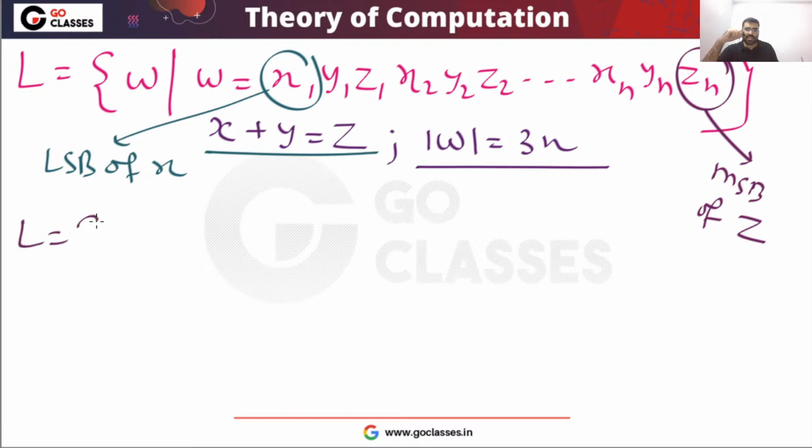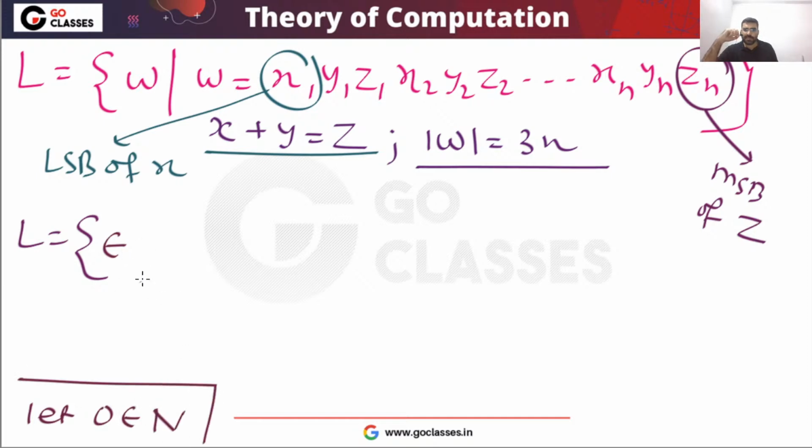So tell me, what strings do we have in the language? We have the empty string in the language. Why is there an empty string in the language? Because if you put n equal to 0, then there will be an empty string. Basically, if 0 belongs to the natural numbers, then the empty string will be in the language. If 0 does not belong to the natural numbers, then the empty string will not be in the language. Let me assume 0 belongs to the natural numbers.